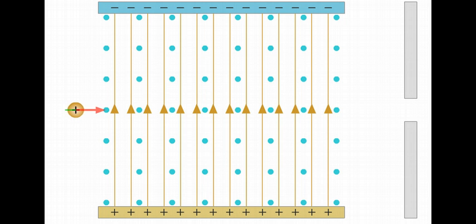So let's try to adjust it just right so that it will go right in a nice straight line. And so there must be some strength, or the ratio of these strengths, of the electric field going upwards and the magnetic field coming out of the page, which is going to cause a straight line. Let's take a look at the mathematics now.